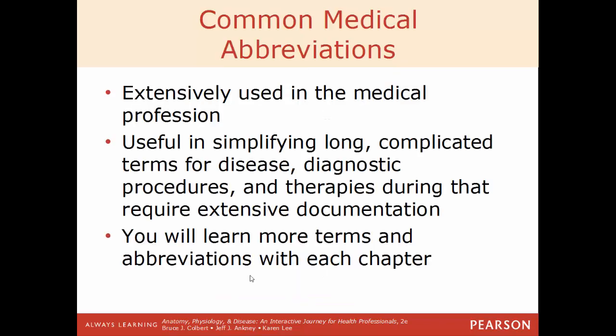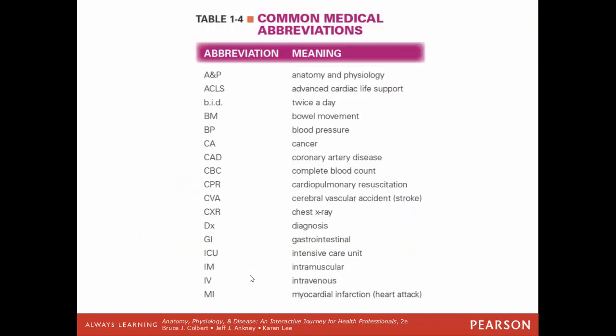All right, now we'll move into some common medical abbreviations. These are going to be used extensively in the medical profession, especially when you look at medical records or a prescription from a doctor's office. If you see the actual directions on the prescription order that you take to the pharmacy, you'll usually see a very long series of abbreviations. The abbreviations are used to simplify very long and complicated terms for diseases or procedures or therapies, to save time. And you'll see a lot of these come up again and again in future chapters throughout this course. Here are some common ones.